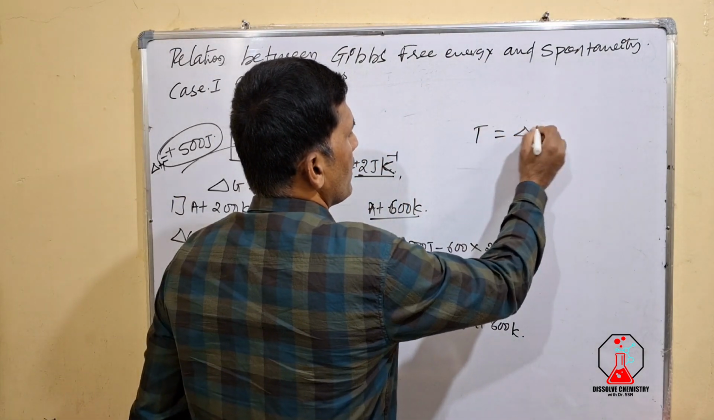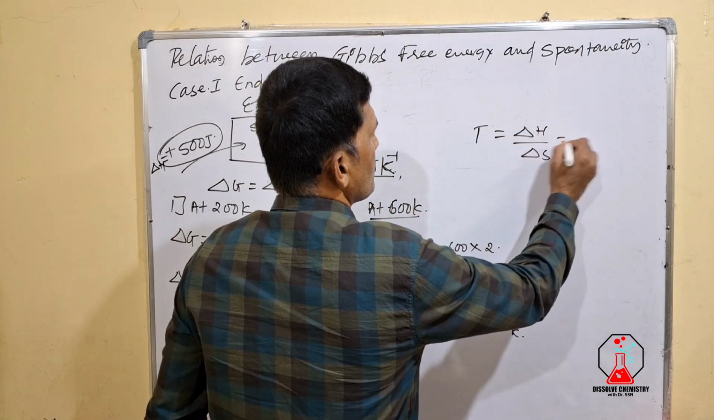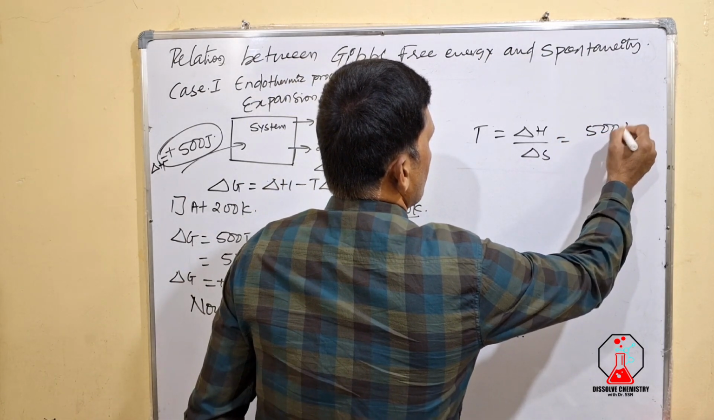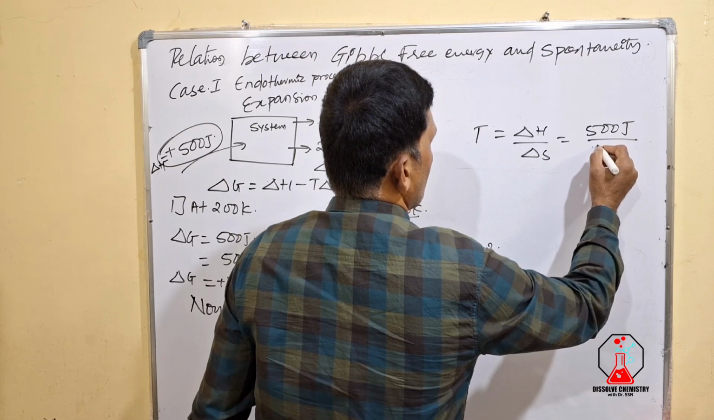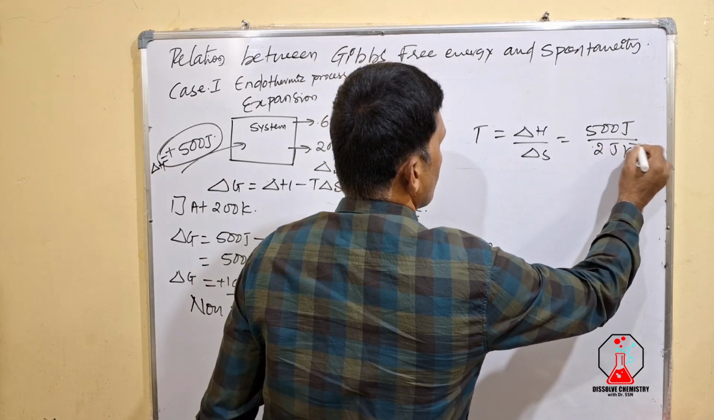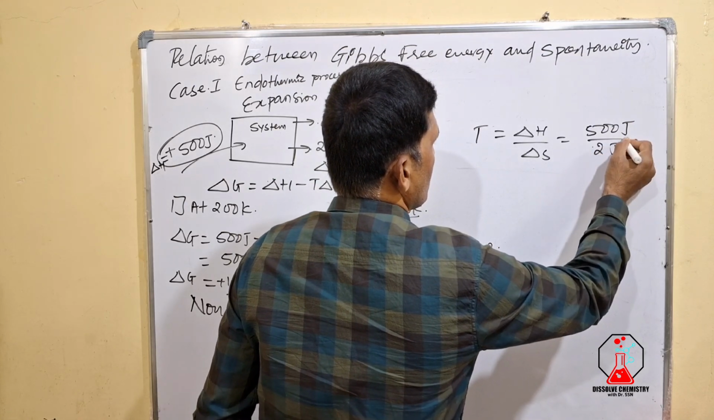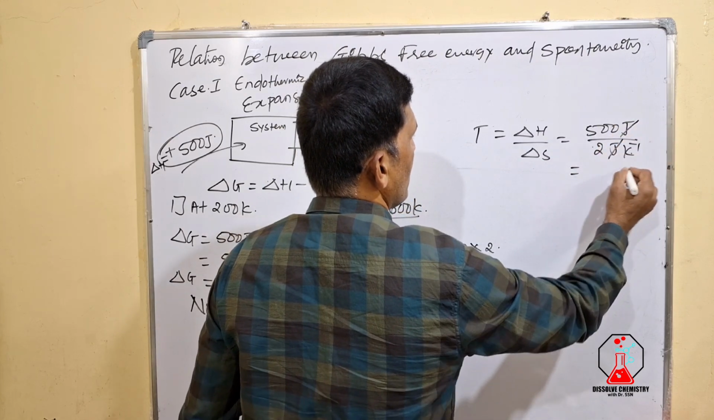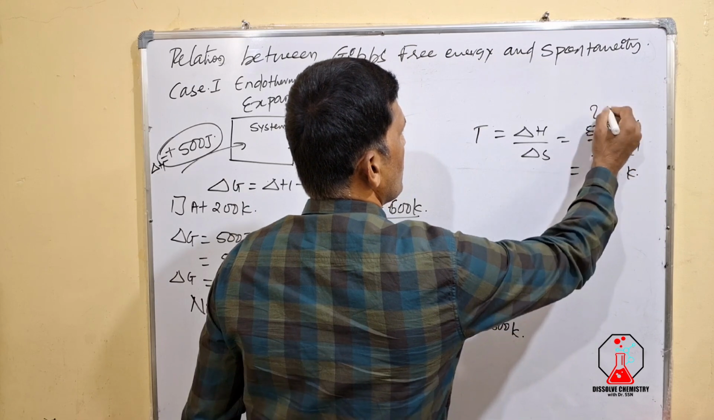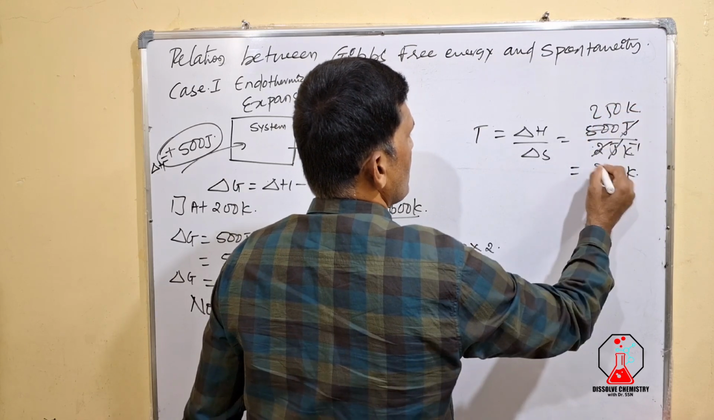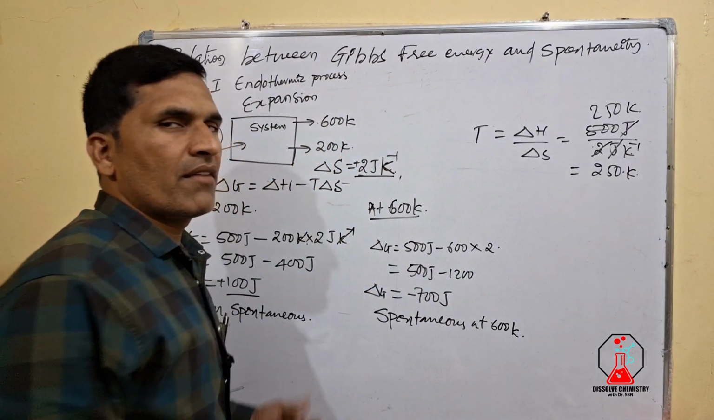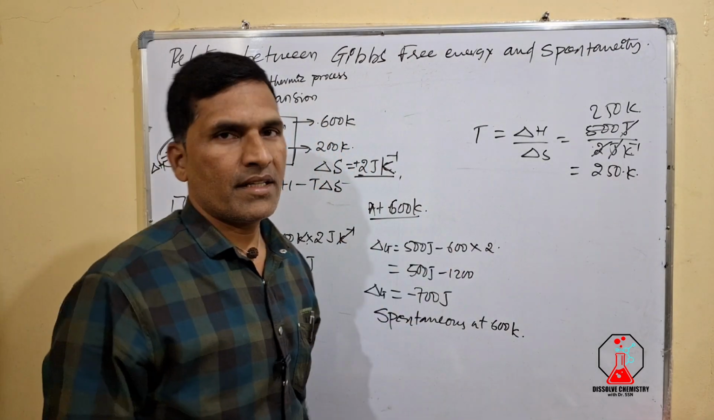T is equal to delta H by delta S. So delta H is 500 joules and your delta S is 2 joules per Kelvin. So joules cancel, and per Kelvin taken to the top becomes Kelvin. So it is around 250 Kelvin. At 250 Kelvin, your delta G will have a value of 0. You should remember that.